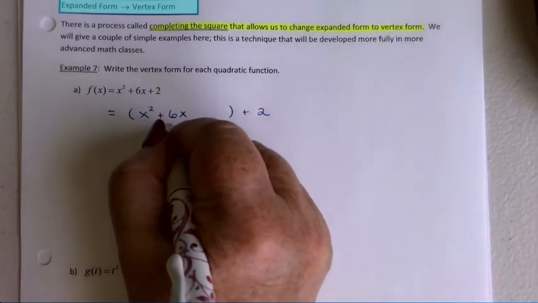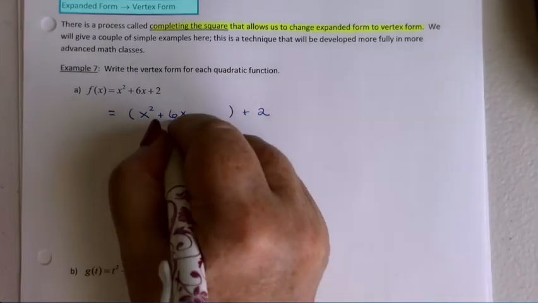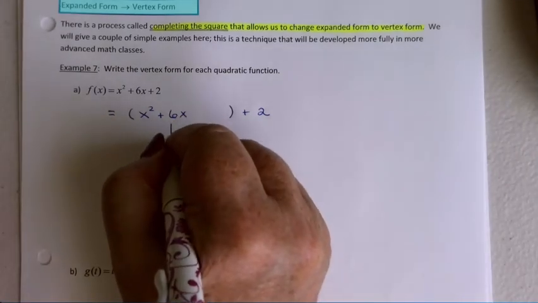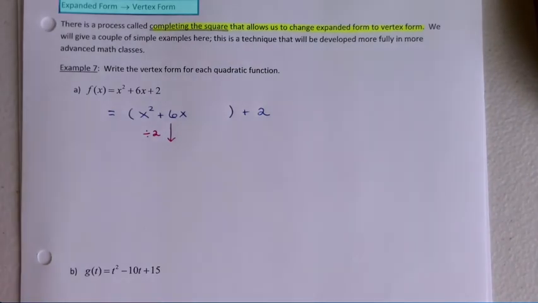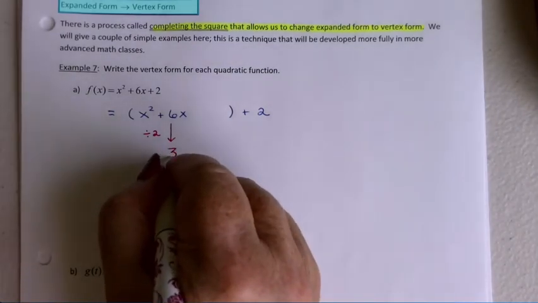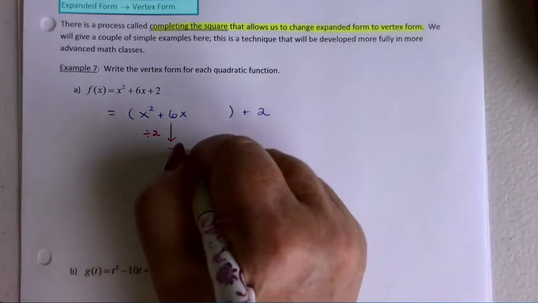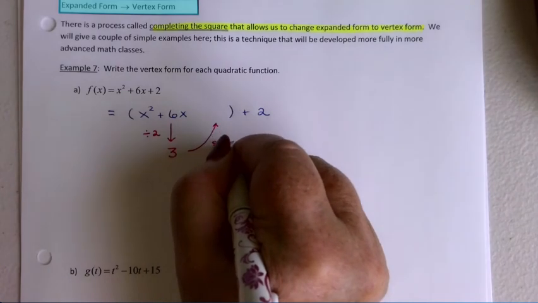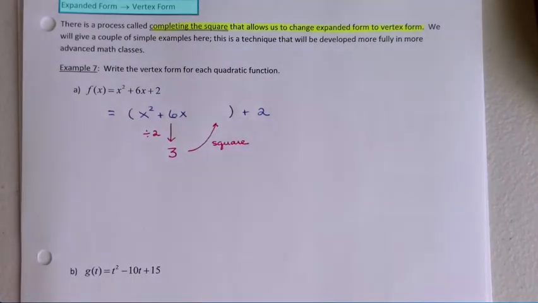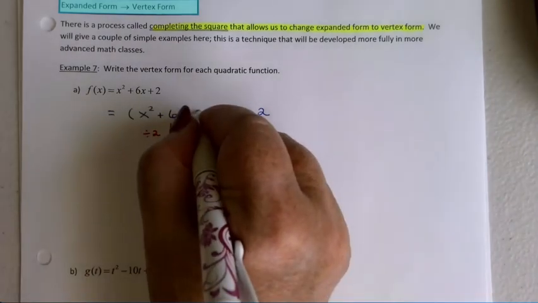This 6x, originally it was that middle term, right? You're going to take that coefficient, that 6, and you're going to cut it in half. You're going to divide it by 2. So in this case, I'm going to get 3. I'm then going to square it. So 3 squared would be 9. And I'm going to add that.